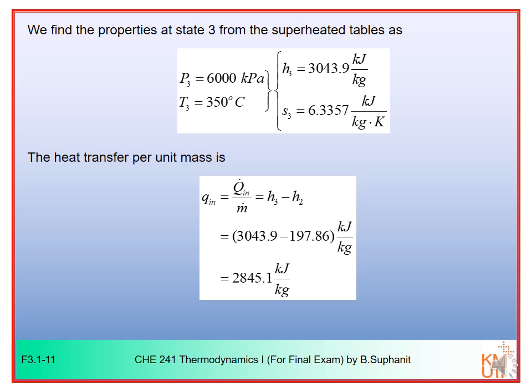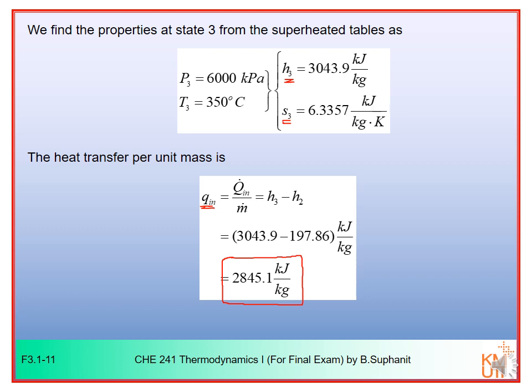The properties at state 3 can be determined from the superheated steam table. So at P3 equal to 6000 kilopascal and temperature at 350 degrees Celsius, you can get enthalpy at that point and entropy at that point as well. You can then substitute H3 into your energy balance equation. You can calculate Q in, or heat transfer per unit mass in your boiler, and that would be 2,845.1 kilojoule per kilogram.